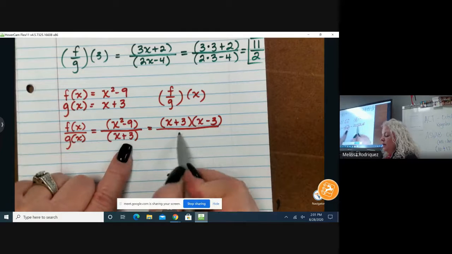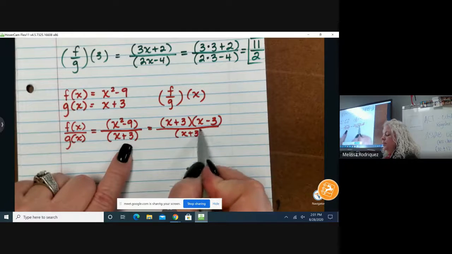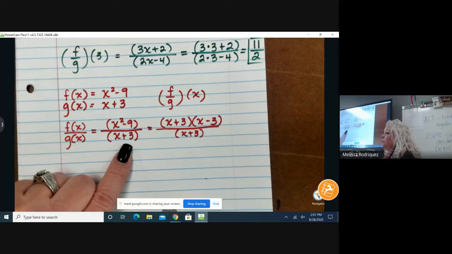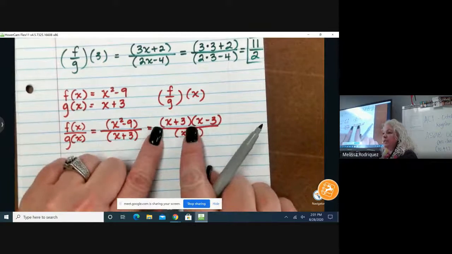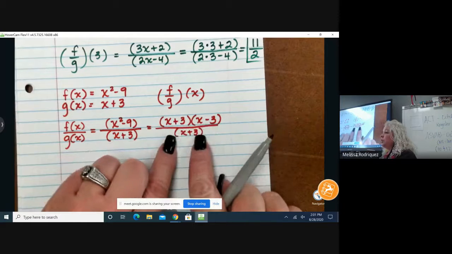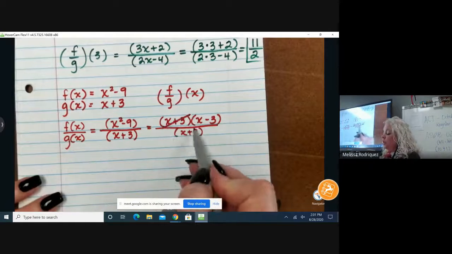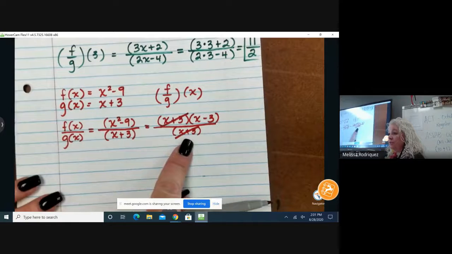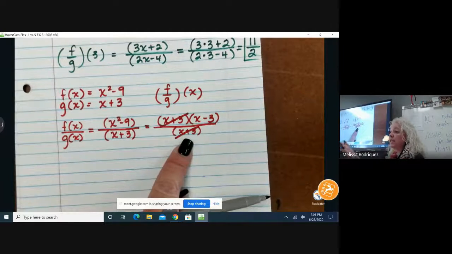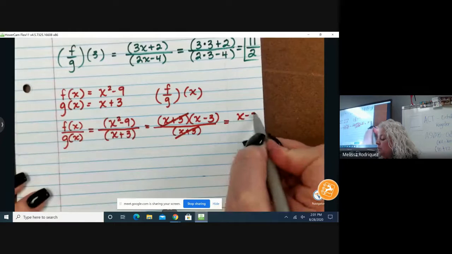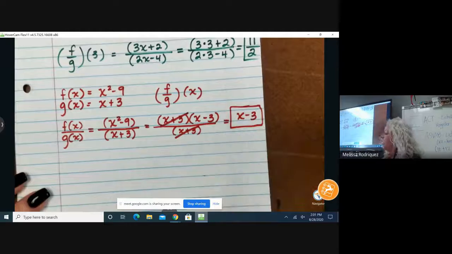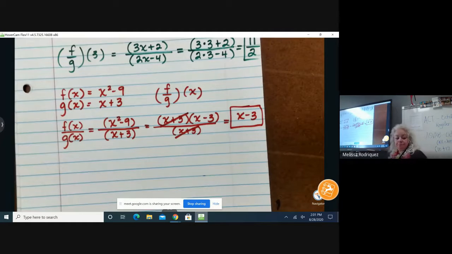over x plus 3. So can you cancel? You can, because do the parentheses match? Do you see this x plus 3 in parentheses? And do you see this x plus 3 in parentheses? So the answer would just be x minus 3. So this is a legal cancellation, whereas the other stuff isn't. This is legal, and that leaves you with x minus 3. So this division problem gives you x minus 3.